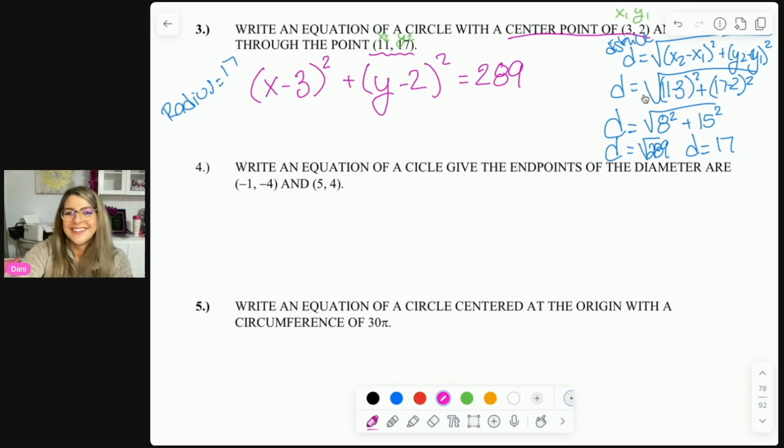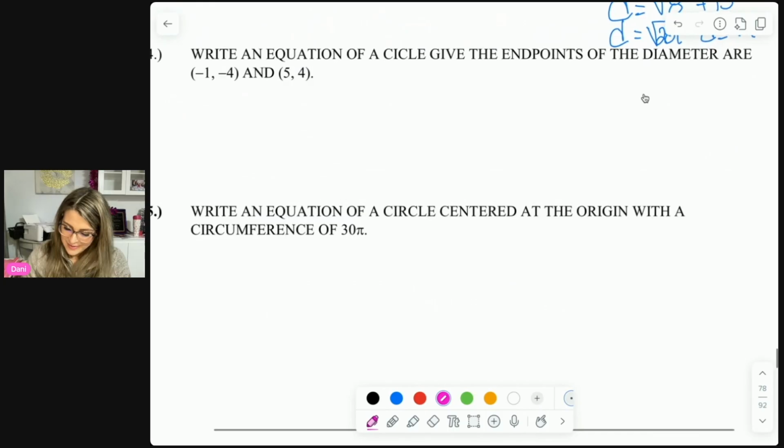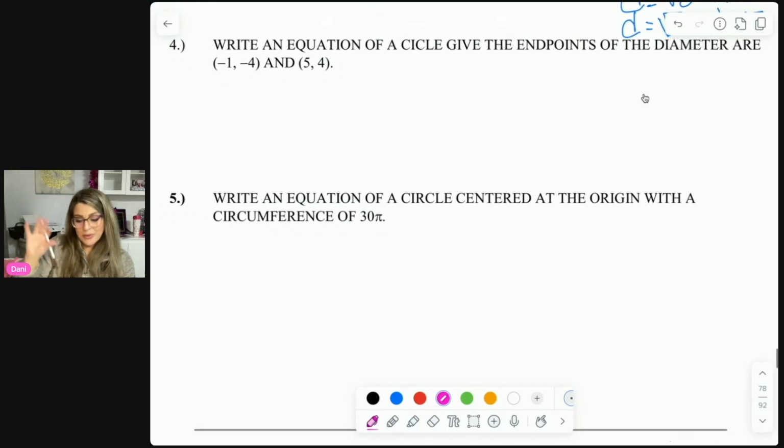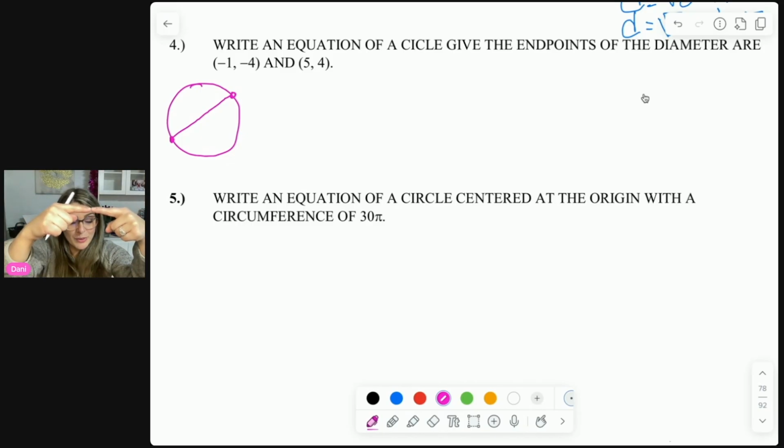All right. Okay, this next one is really exciting because it's giving us the endpoints on our circle. So if you want to get a little visual here, you've got some endpoints of the diameter, but we don't have a center point either. So we got to look for a radius and we have to look for that center point. Well, how do you find the middle of 2 points?